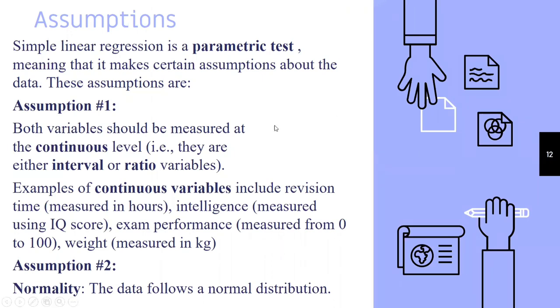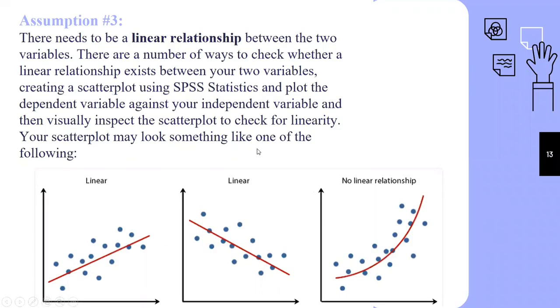The second assumption is the data follows a normal distribution. Assumption number 3 is there needs to be a linear relationship between the two variables. Dependent and independent variables के दरमियान linear relationship होना चाहिए.